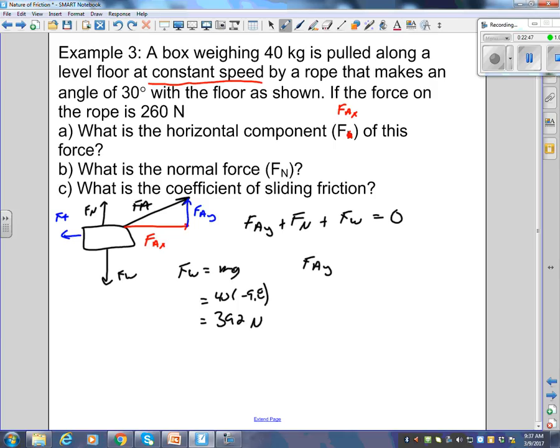The Y component is opposite, right? So how do I find this here? We have this angle of 30 degrees. It's going to be sine, right? Opposite. So FAY is going to be equal to FA sine 30. I guess this should really be sine theta. So that's 260 sine 30. That's 130 newtons.